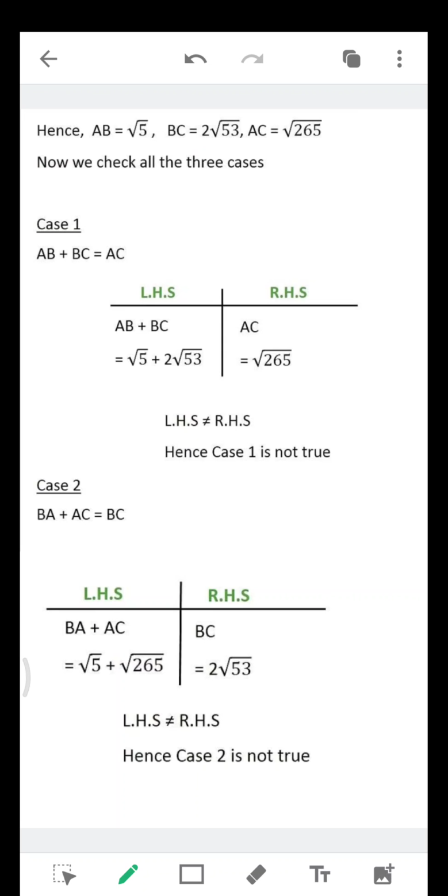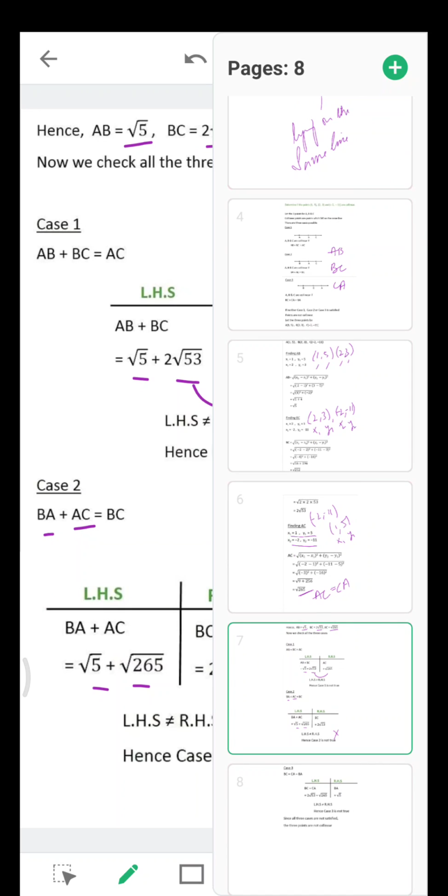So what was the distance AB? Root 5. Distance BC was 2 root 53. AC is root 265. So we'll check with the first case, which we discussed, that is AB plus BC equal to AC. Is root 5 plus 2 root 53 equal to this? No, no way it will be equal. Then go to the next case, BA plus AC, that is root 5 plus root 265. Is it equal to 2 root 53? No, not at all. So these two cases are not satisfied.